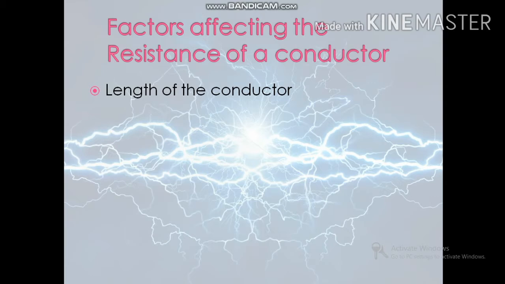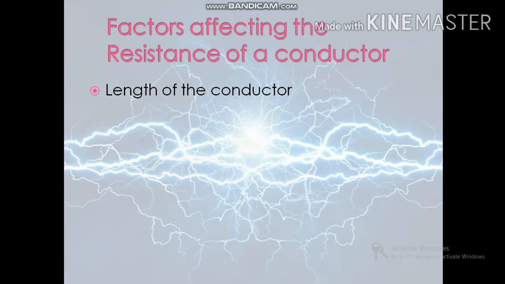That means resistance R is directly proportional to L, where L is the length of the conductor. So here, the resistance of a wire is directly proportional to its length. Therefore, when the length of the wire is doubled, then resistance also gets doubled, and if the length of the wire is halved, then resistance also gets halved.